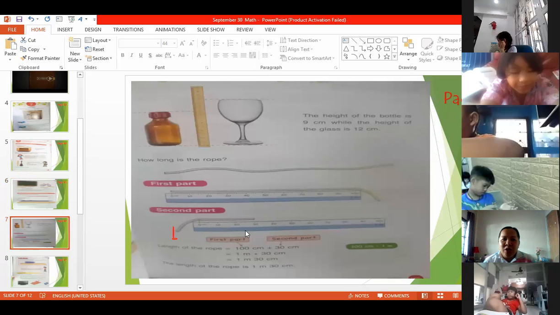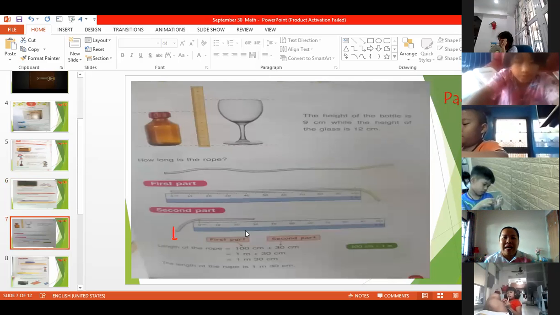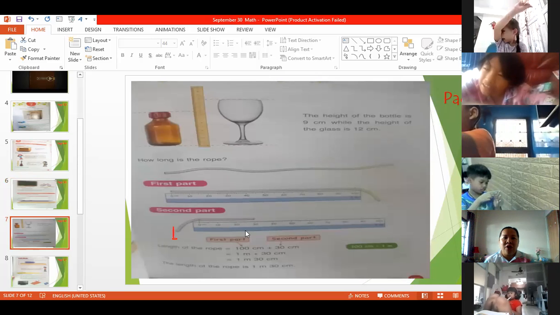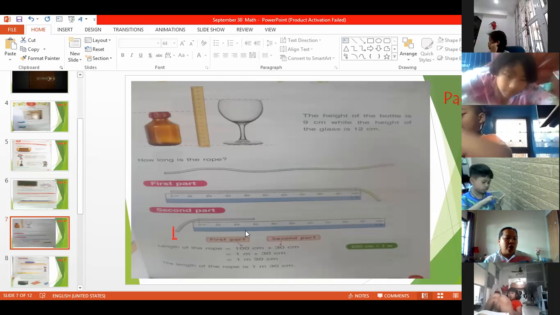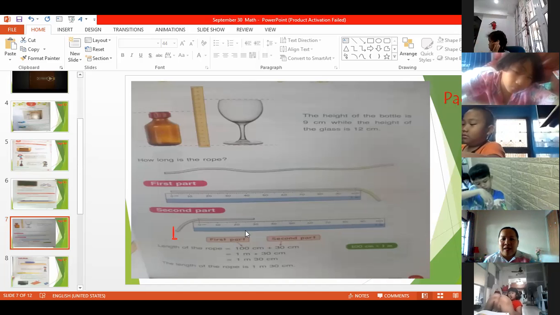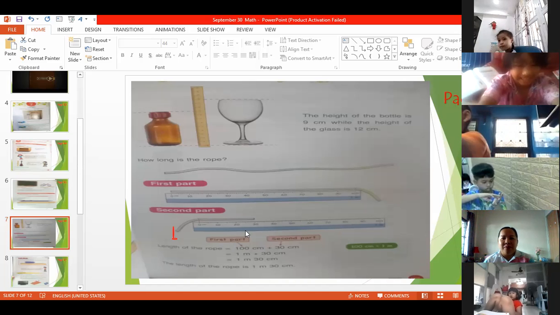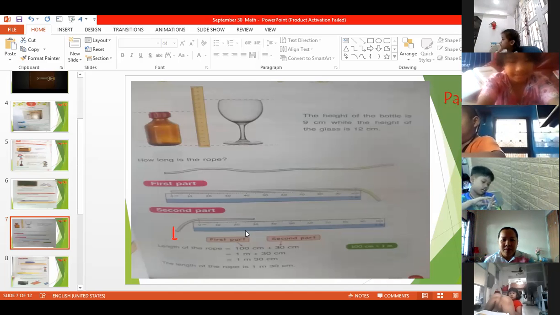Okay, can you get a glass in your house? Get a glass. Then try to find the height of your glass in your house. A plastic glass is better so that it will not be broken. Can you measure? Just show it to me. Show me your glass.